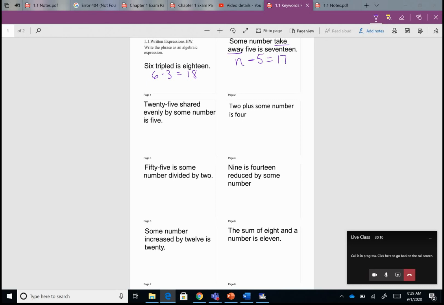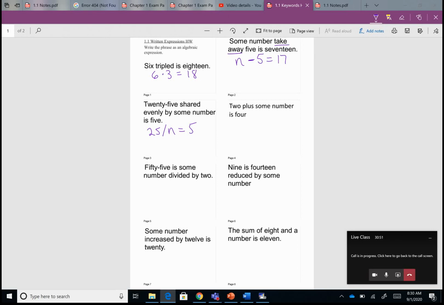All right, now the next one, 25 shared evenly. We check our foldable, shared evenly wasn't there, but shared equally was. Those are the same thing. So we have 25 divided by, and when you do the division, we have that slash up there, and that's fine. Divided by some number is 5. If you had the 2 dots for your division sign, that's okay too. If you have the 2 dots with the bar, that's okay too.